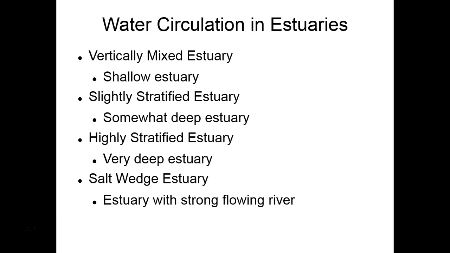So we have 4 main categories based on the way that the fresh water is mixing with the salt water. So we have a vertically mixed estuary, which happens in shallow estuaries. We have a slightly stratified estuary, which happens in fairly deep estuaries. Highly stratified estuaries are very deep, so think fjord. And salt wedge estuaries occur when you have a very strong flowing river coming out.